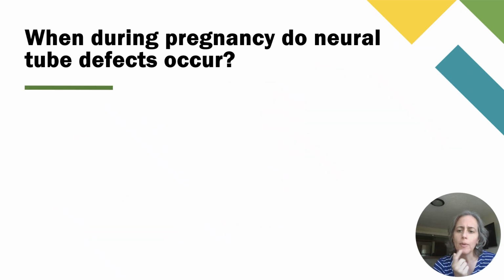So we have to ask ourselves, when during pregnancy do neural tube defects occur? The trilaminar disc and neurulation are all happening around the first 5 to 8 weeks of pregnancy. So this is happening really, really early in the pregnancy. And I think I forgot to put a diagram in here. So you're just going to have to remember that I said that.